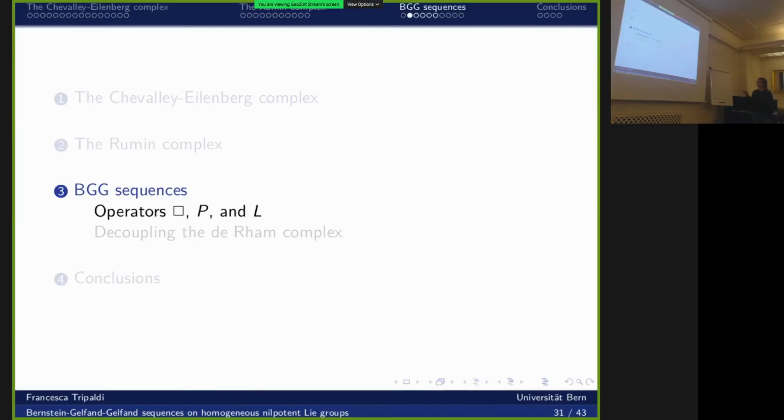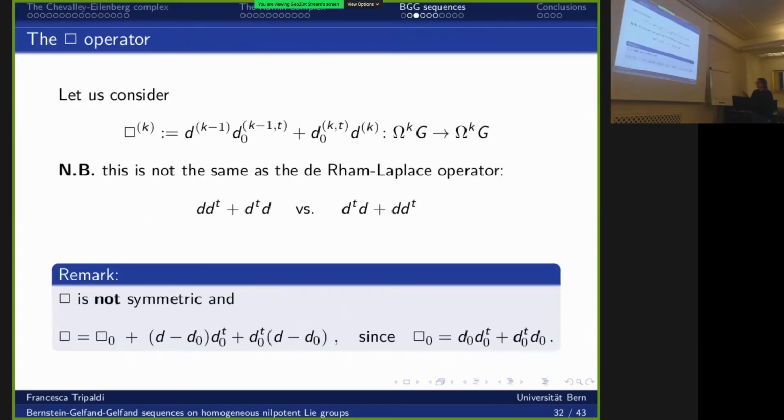Okay, hopefully it's not too boring. So now let's have a look at the BGG construction. So we're considering box. Now, this is not the de Rham-Laplace operator, because the de Rham one, if you've ever seen it, is D star D star D. In this case, it's D, D0, the codifferential of D0, and then the codifferential of D0, D.